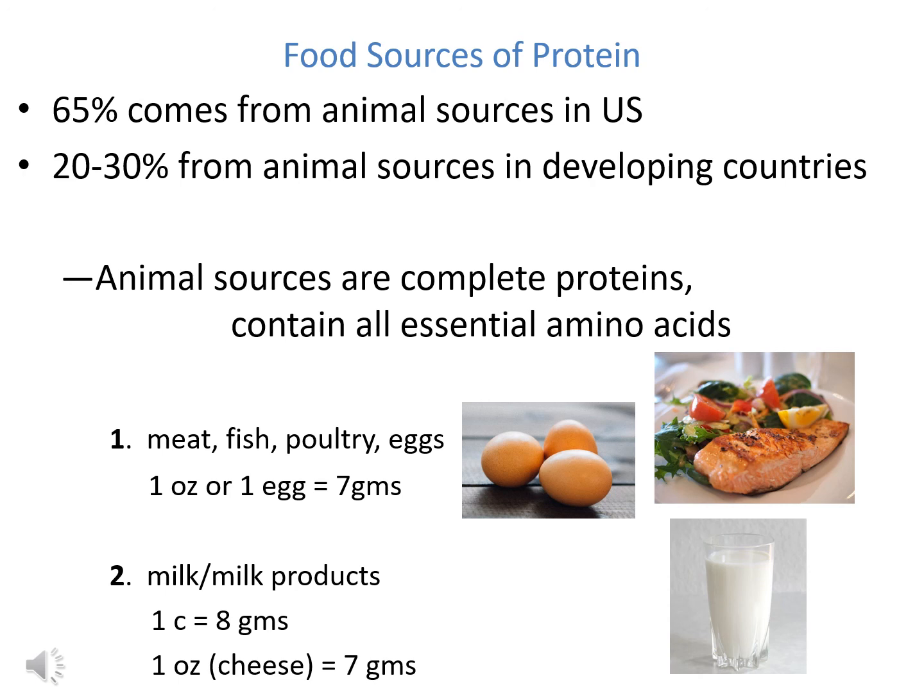Dietary protein is derived from both animal and plant sources. In the United States, as well as other developed countries, about 65% of the protein we consume comes from animal sources. In comparison, in developing countries, only about 20 to 30% of protein comes from animal sources, with a much larger amount being provided by plants.